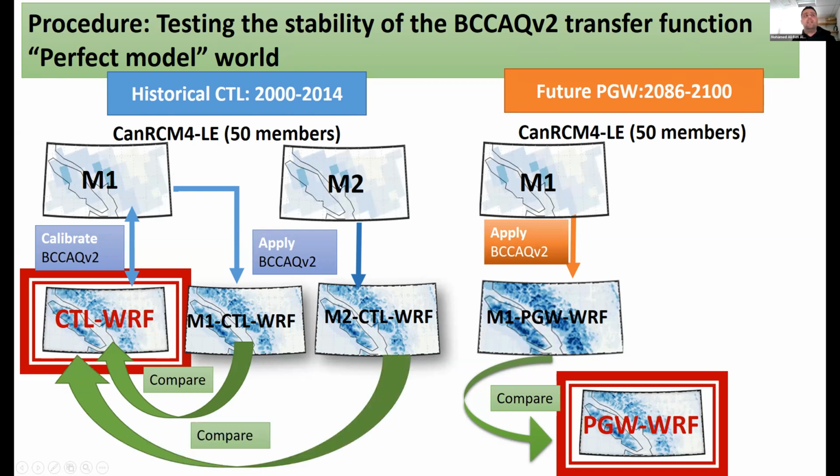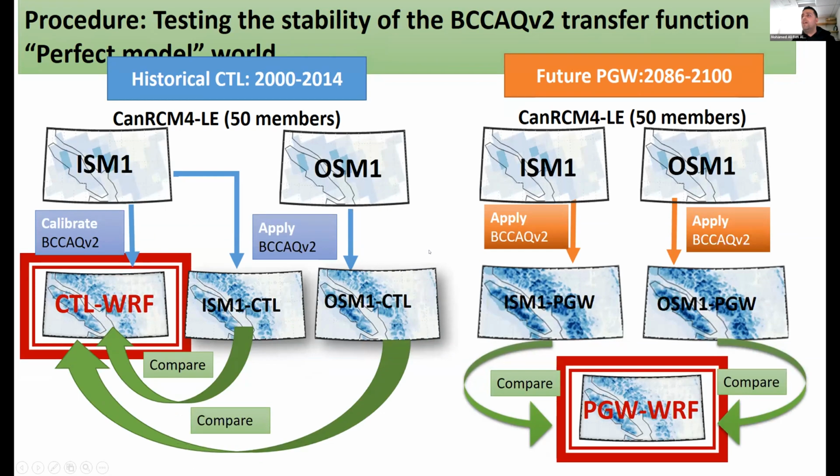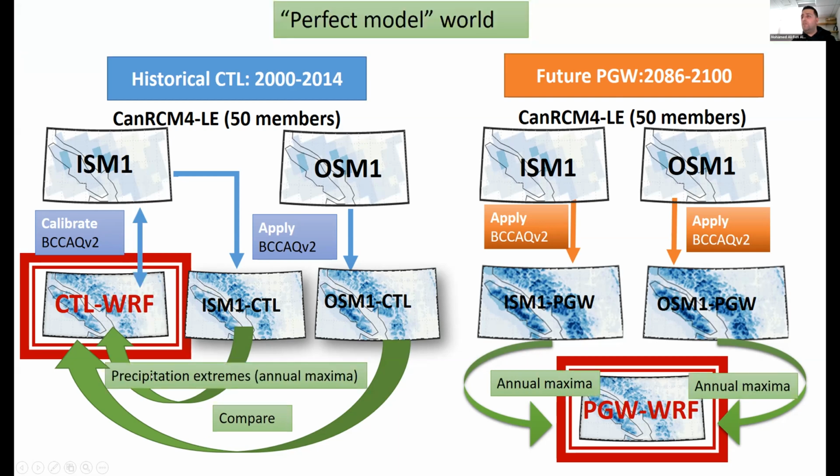We take the same member that is not used to calibrate BCCAQ over the future and apply the BCCAQ transfer function to obtain future results, and then compare again with both. So the member that we used here to calibrate the BCCAQ transfer function is going to be called in sample member 1. And the other member that is not used to calibrate the BCCAQ transfer function is going to be called out of sample member. So in our comparison, we're going to focus on precipitation extremes, mainly on annual maximum.